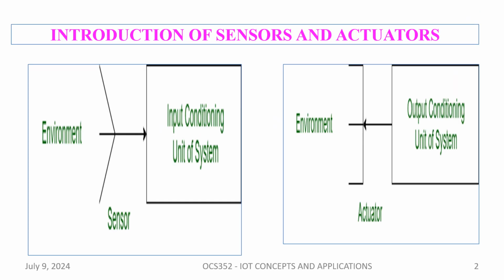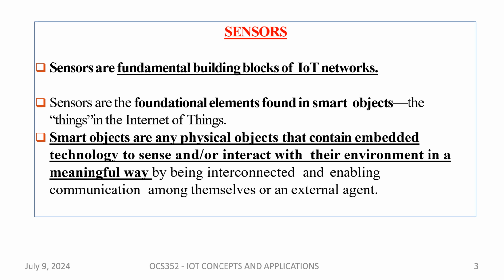Today, we're going to see about the sensors and actuators. Sensors will communicate with the environment, and actuators will respond to the input from the sensors. Sensors are fundamental building blocks of IoT networks. Sensors are the foundation elements found in the smart objects, the things in the Internet of Things.